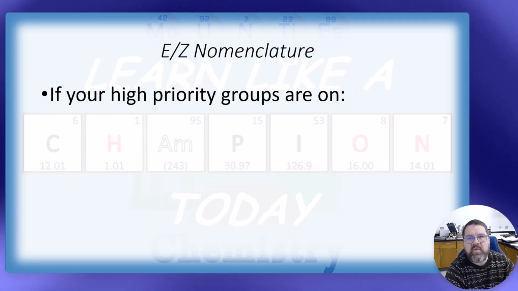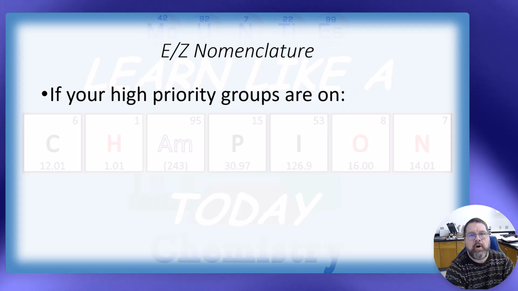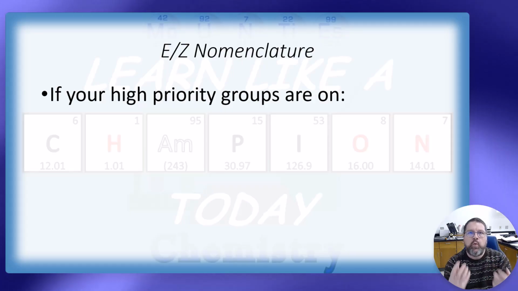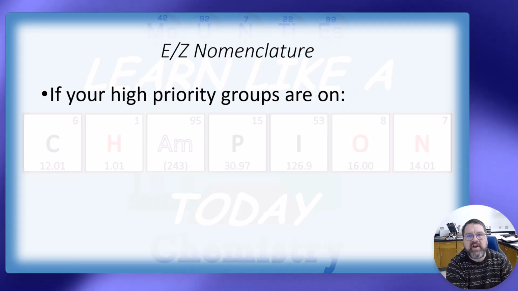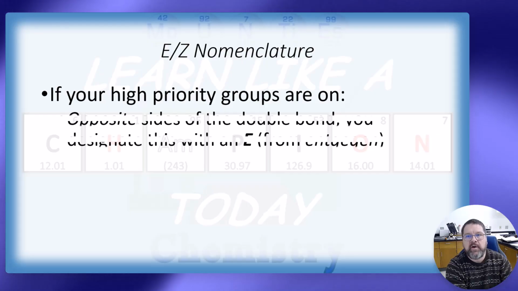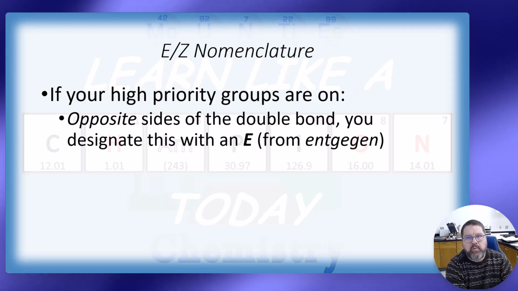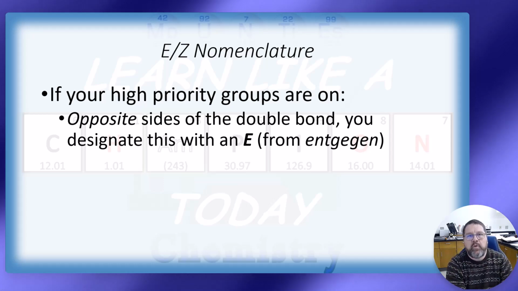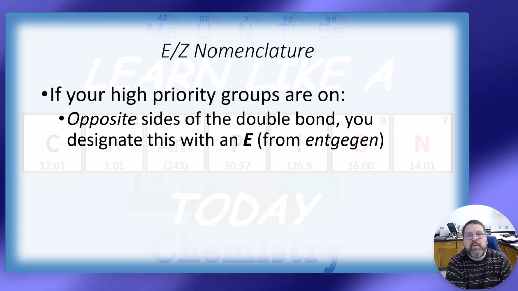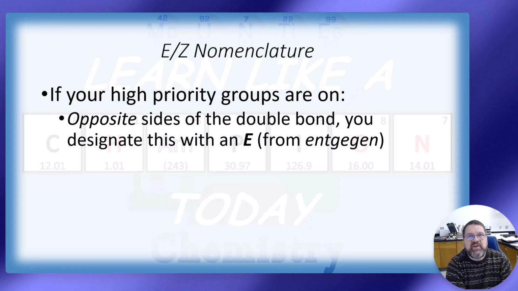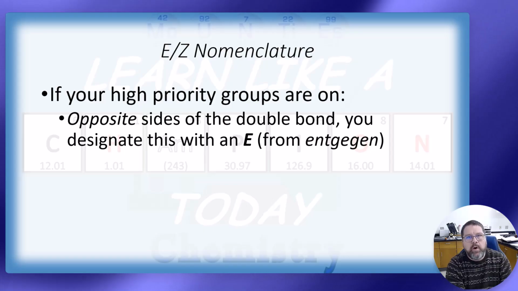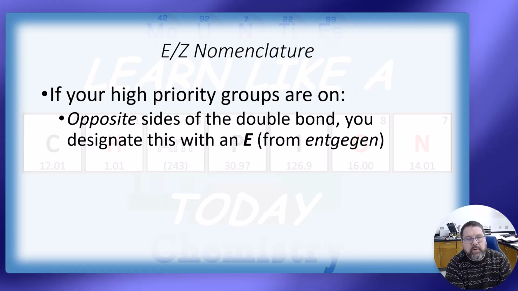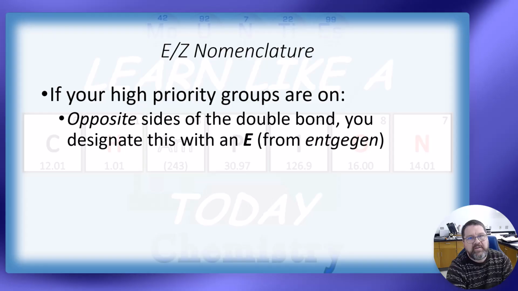So once we've determined on each of the vinylic carbons which group has the higher priority, if your high priority groups are on opposite sides of the double bond, so what we would have called a trans orientation for a disubstituted alkene, then that gets the designation E, and that E stands for entgegen. All right, that refers to opposite sides.